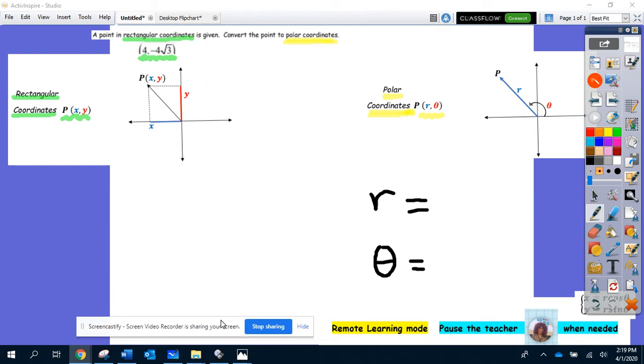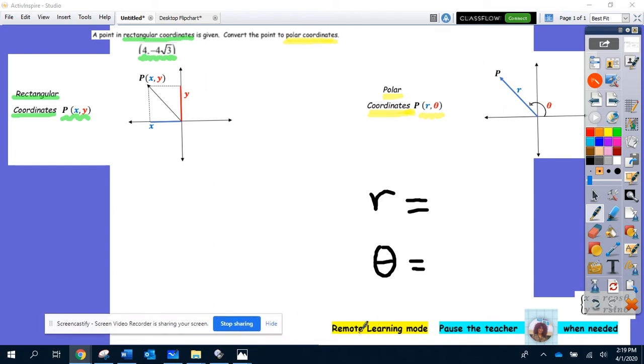Today we will learn how to convert between rectangular coordinates and polar coordinates. I want to remind you that we are in a remote learning mode, so you can pause the video anytime you want. So let's reinforce a bit what rectangular coordinates and polar coordinates are.